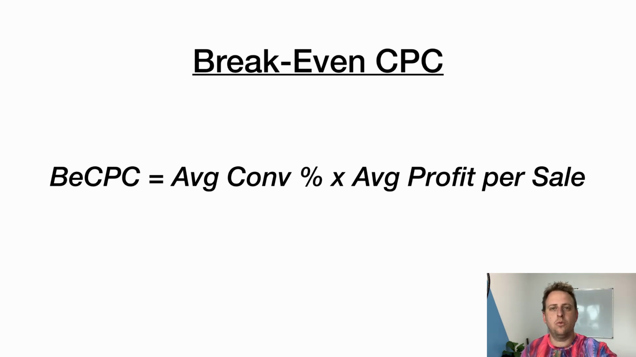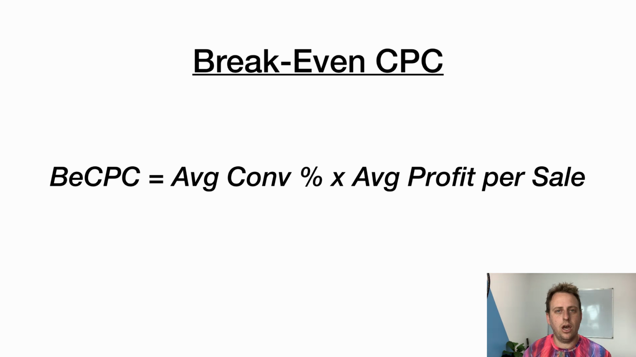Well, the first thing that you want to work out is your break-even CPC, right? How much should you be paying per click to produce a result where you're not gaining money and you're not losing money? The equation for this is BECPC, break-even CPC, equals your average conversion rate times your average profit per sale. These are things we've already worked out. Profit per sale, you know.